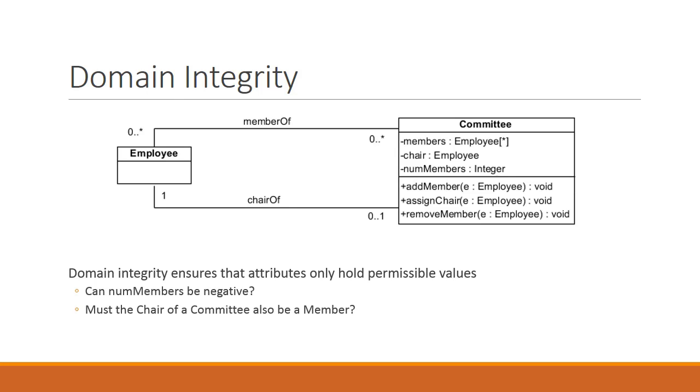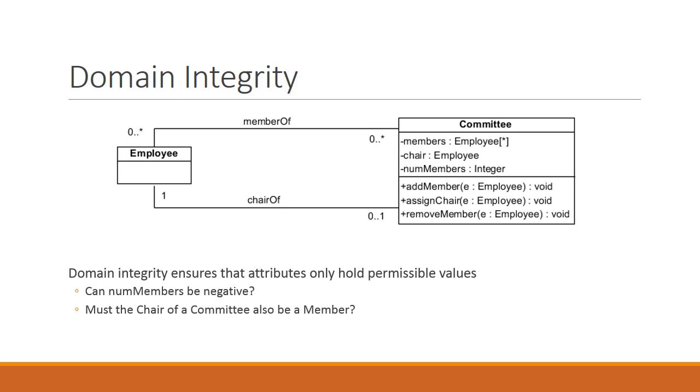Another question we could ask is, must the chair of a committee also be a member? It makes sense that you can only chair a committee if you're a member of it. So suppose there is such a rule, and you wish to reflect that in the class diagram. How would you do that?